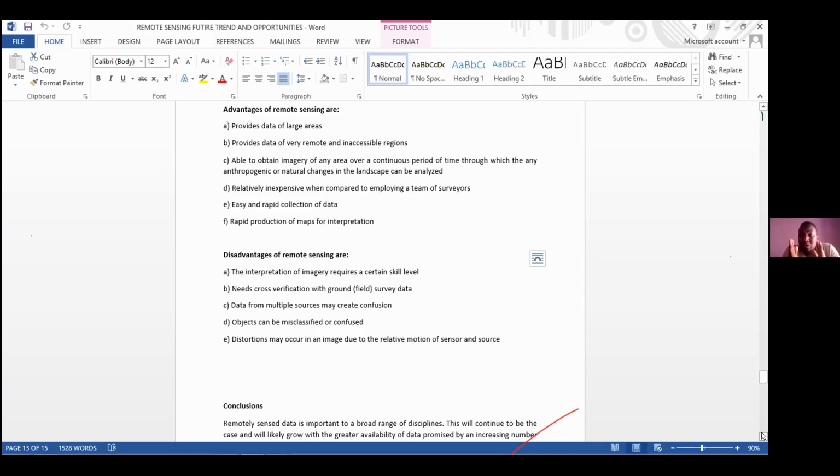I can also get that data even from back then. Like if I want to check the mountain condition of Mount Everest, because the satellite stores information, I can go back to 1960 and observe. I can get the images of that area for a given period of time. Then advantage number five, it's relatively inexpensive compared to employing a team of surveyors.